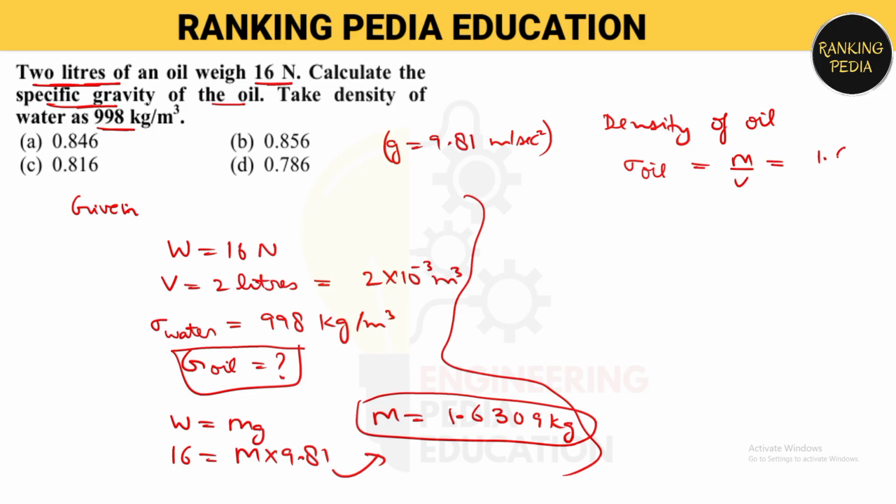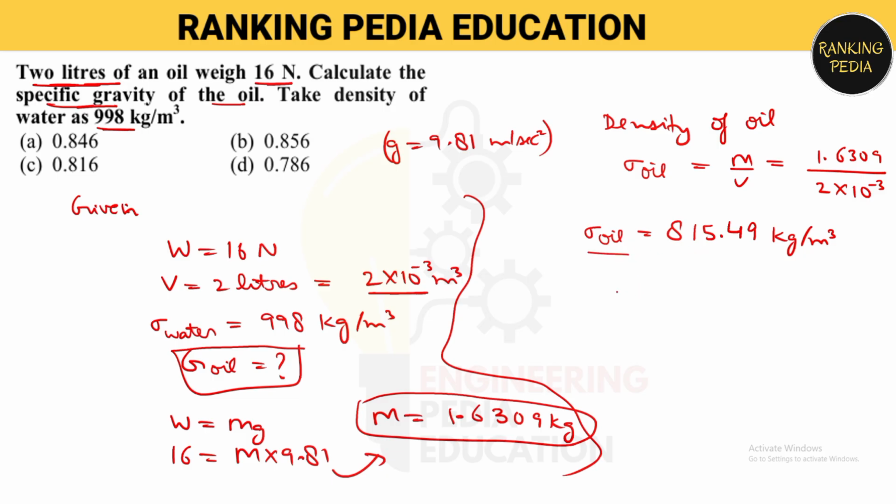m is 1.639 kg, which we have calculated, and V is 2 × 10^-3. After calculating, the density of oil will be 815.49 kg per meter cube, because V is in meter cube and the mass is in kg. So we have calculated the density of oil.